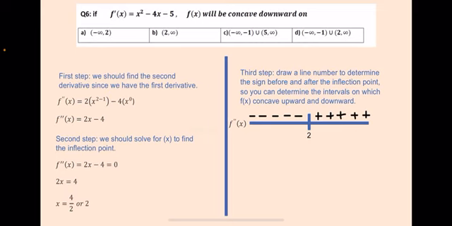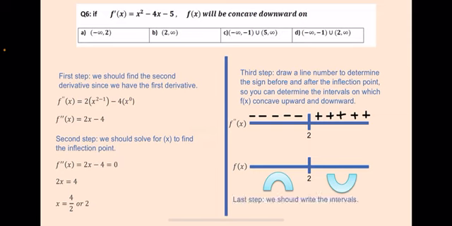And the second thing is to draw a number line for f of x. So if there is a minus on the left, that means there is a concave downward on the left, and when there is a positive on the right, that means there is a concave upward on the right. So now the last step is to write the intervals.